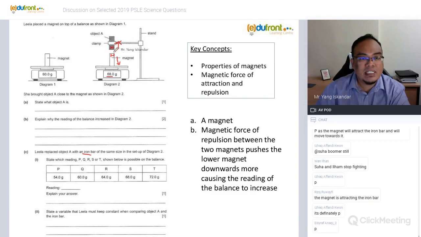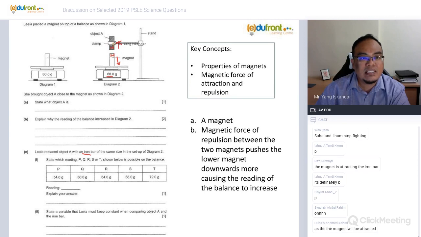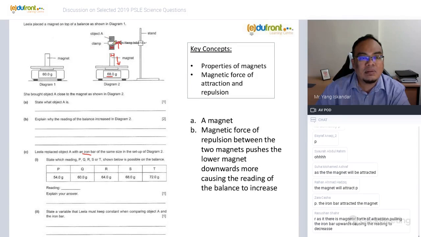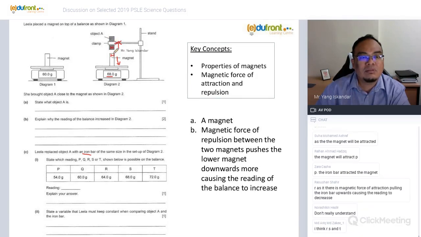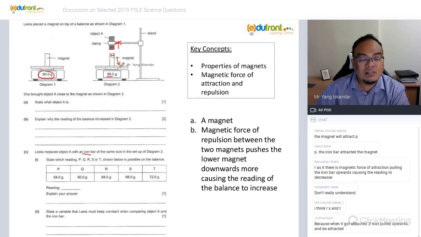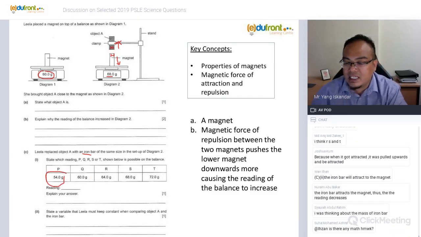So magnetic force of attraction means this magnet will be attracted to the iron bar on top. But since the iron bar is stuck here at the clamp, the magnet will try to go up. That is why the reading in the balance, not the spring balance, the electric balance, will be lesser than 60. So you can see here, that's why P is the answer.